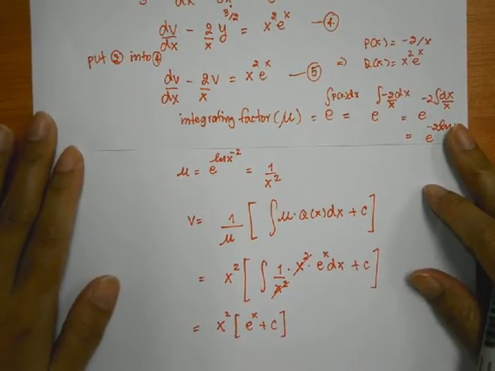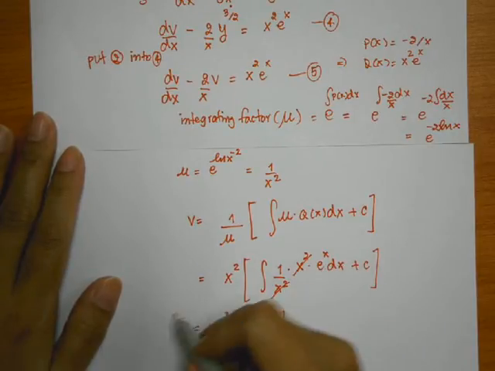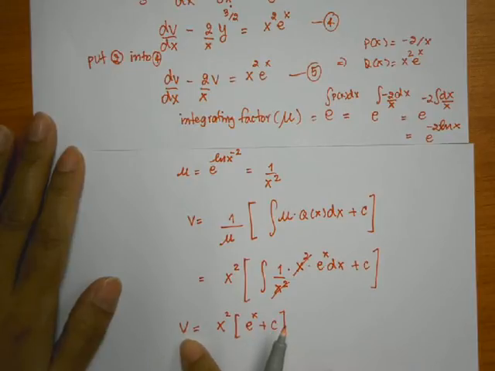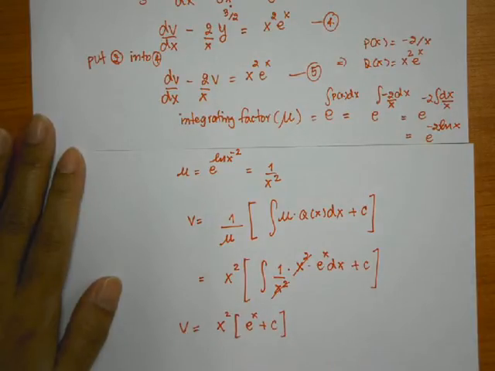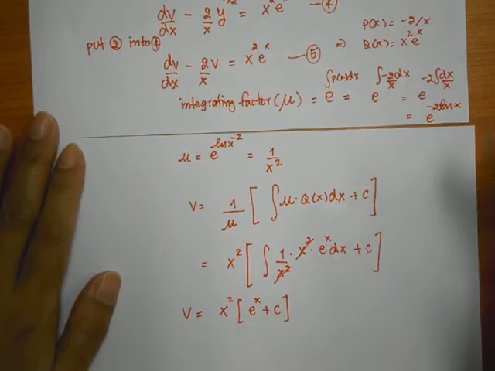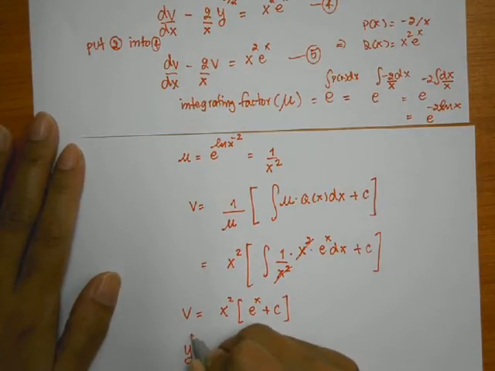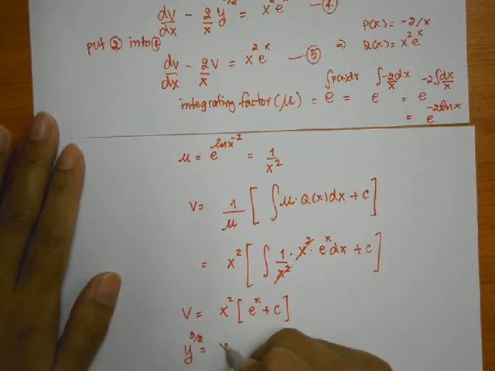Is this the answer yet? Now this v there, do we know v from our problem statement? We just assumed it, right? So now the last step that you have to do is return v back to y. So v is equal to y to the power 3 over 2. That's the end.